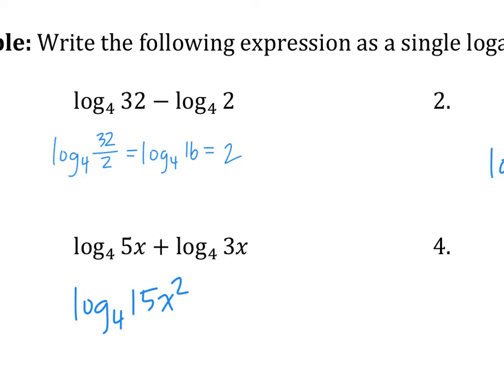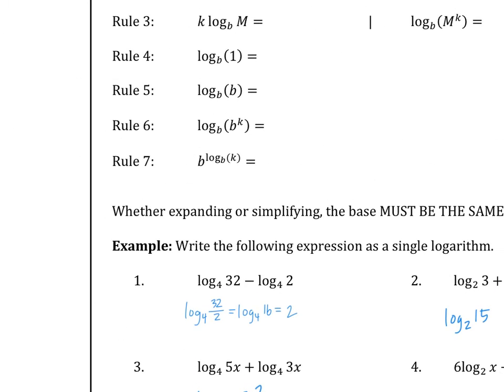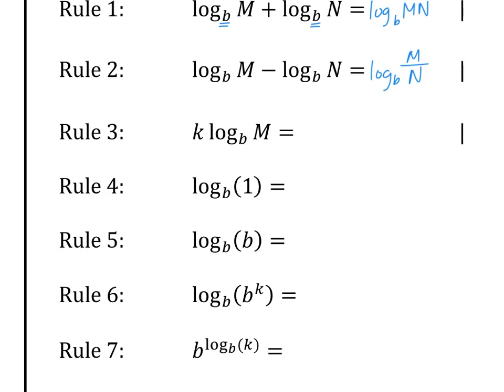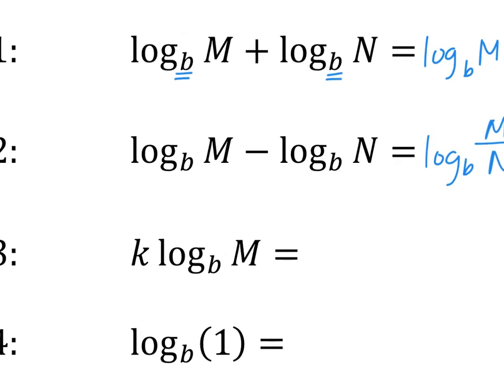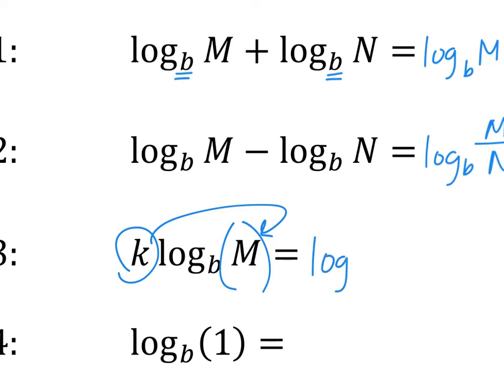All right, we're going to not do number 4 for now. Let's go through all the other rules. Number 3, if you see a coefficient in front of a log, you can change it so that it becomes the exponent of everything inside. If there's only one number, then that number gets the exponent. If there is a polynomial inside, the whole polynomial gets the exponent. So this becomes log base b of m to the k.